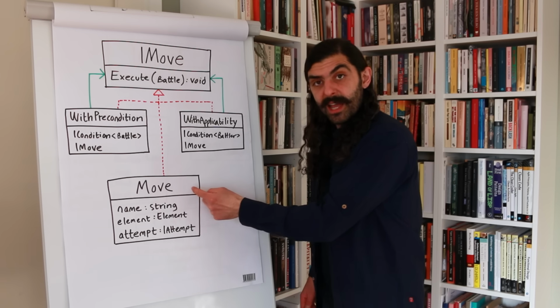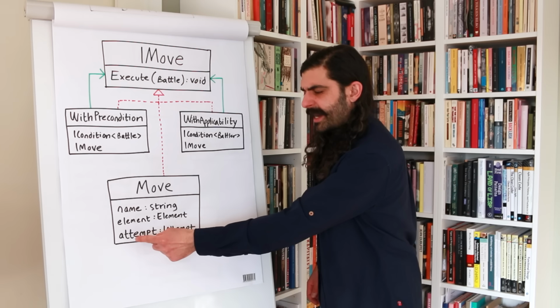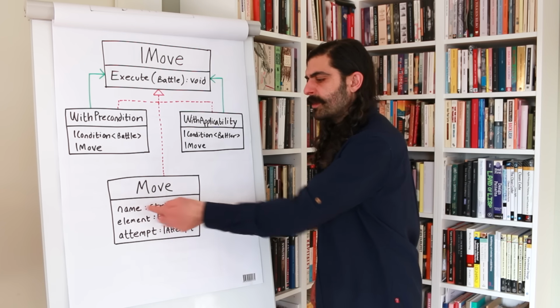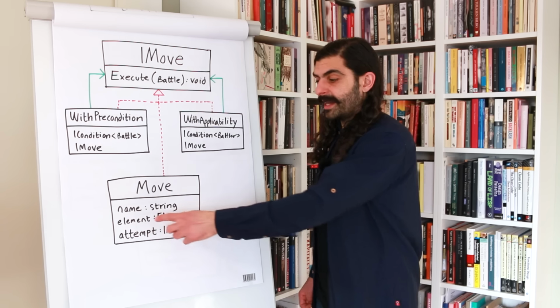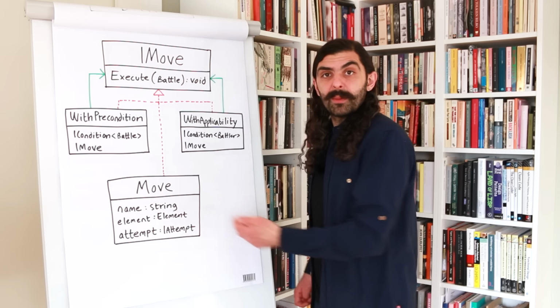Okay, so what does a move contain? It has a name, it has an element, and it has an attempt. What are the types of these? The name is a string, like a move for Pikachu would be Thunder Shock. And then the element of that move, again, these are the types in Pokemon. So the element might be electric.